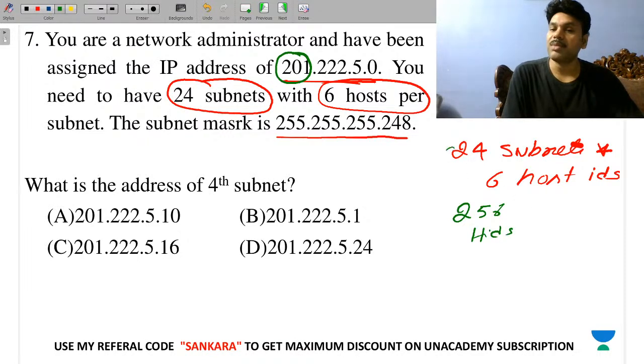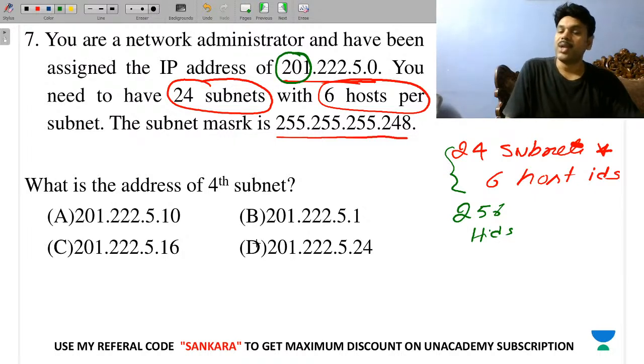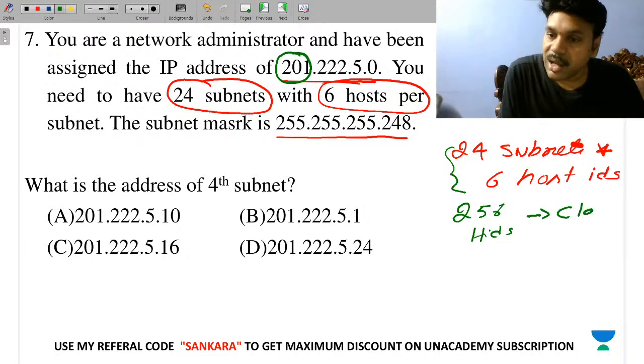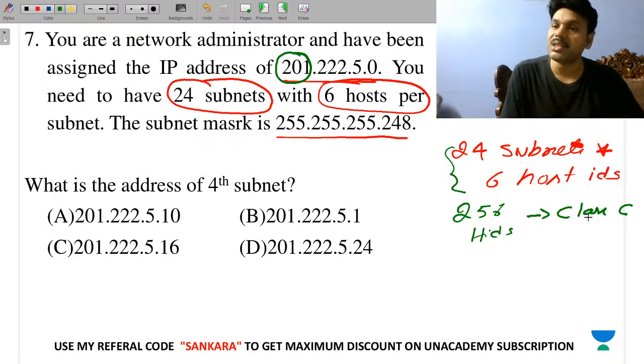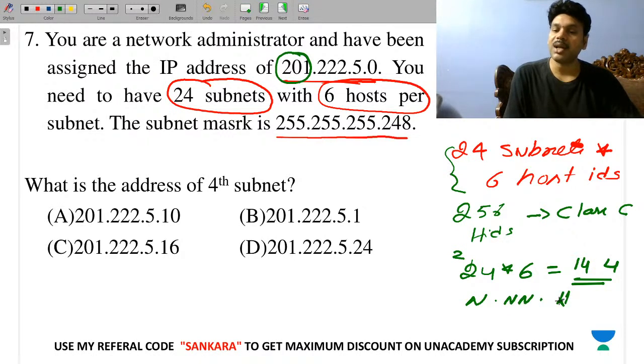Now you tell me, your class C can give you maximum 256 HIDs. Whether your requirement is lesser than that or not, you need to check. Otherwise, your options are wrong. So let me say that your class C has 256 HIDs, and your requirement is how much? 24 into 6, this much. Okay, no problem. I can sanction it because your requirement is lesser than my maximum. Therefore, as far as class C is concerned, we will consider n.n.n.h.